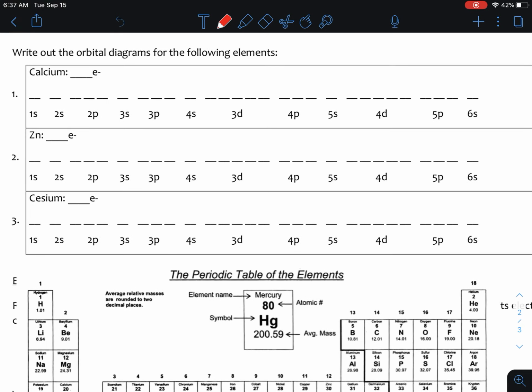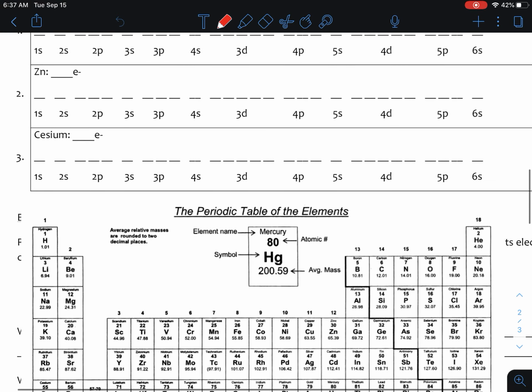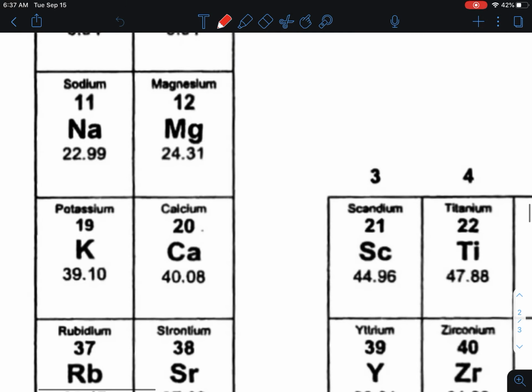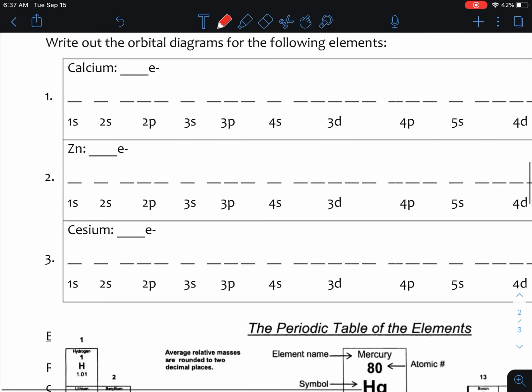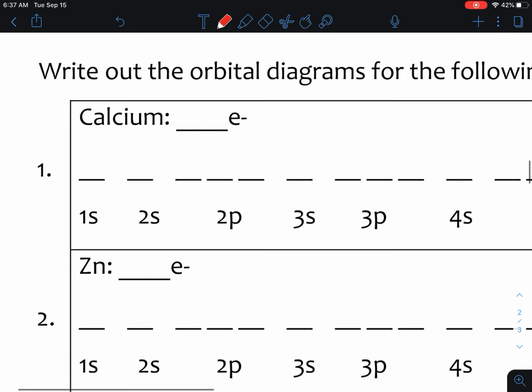So let's look at calcium. Let's assume calcium is going to be neutral here. So find calcium on the periodic table. Calcium is number 20. That means it has 20 protons, 20 electrons when it's neutral. On average, it has 20.08 neutrons, but 20 protons, 20 electrons. So let's do the orbital diagram for calcium.